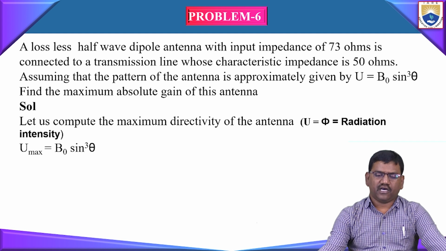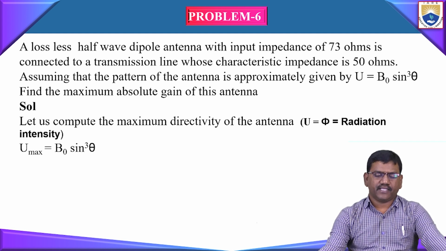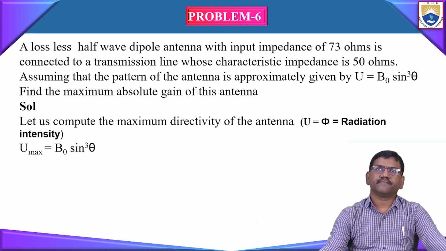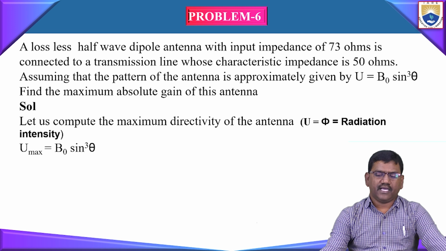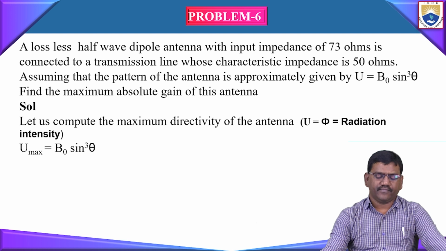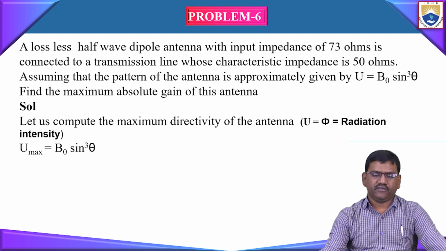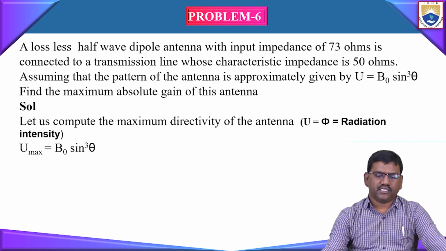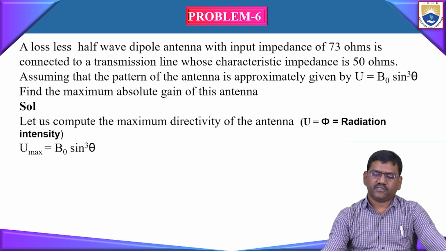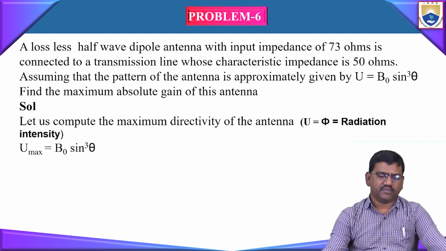A lossless half wave dipole antenna with input impedance of 73 ohms is connected to a transmission line whose characteristic impedance is 50 ohms. Assuming that the pattern of the antenna is approximately given by U is equal to B naught sine cubed theta, find the maximum absolute gain of the antenna here.